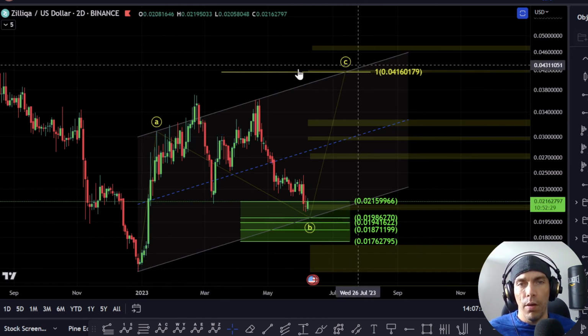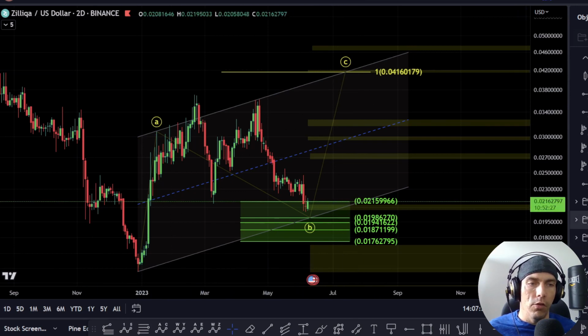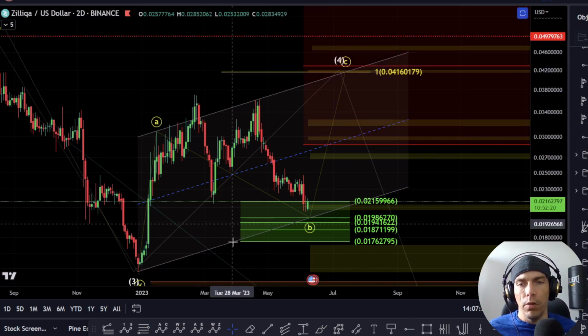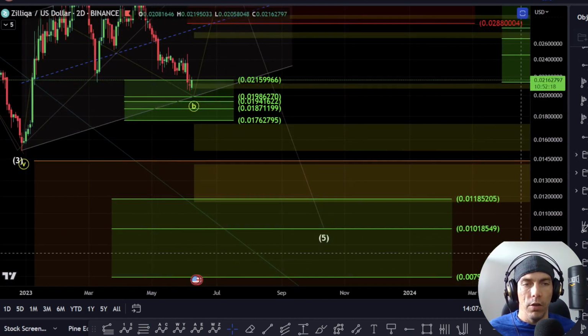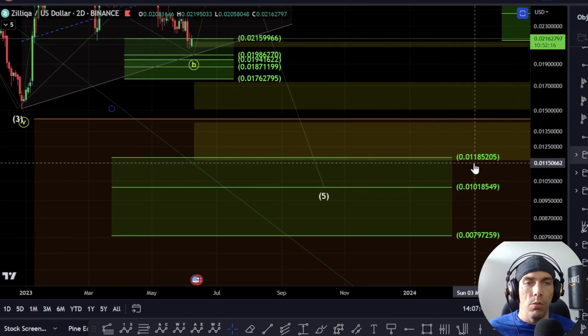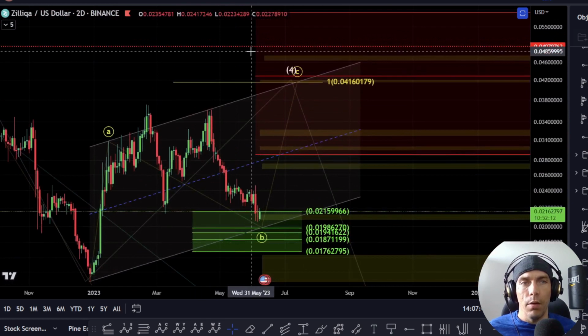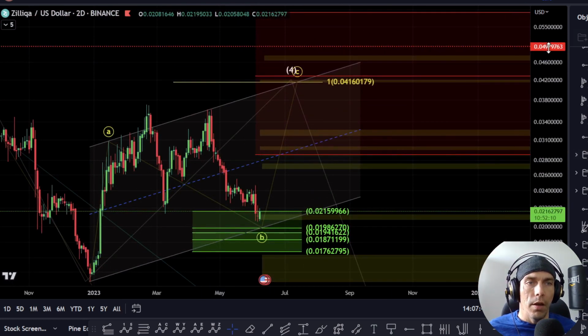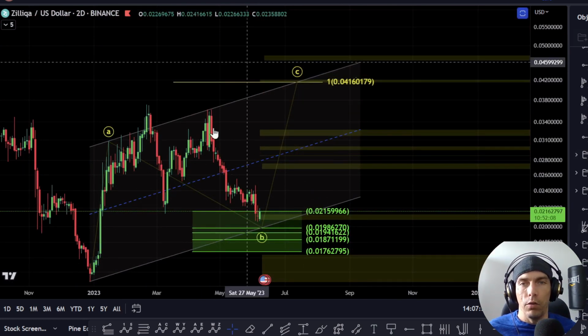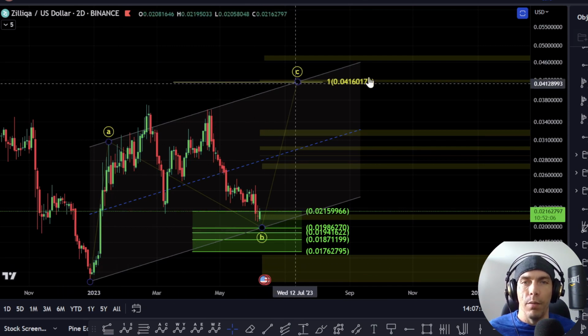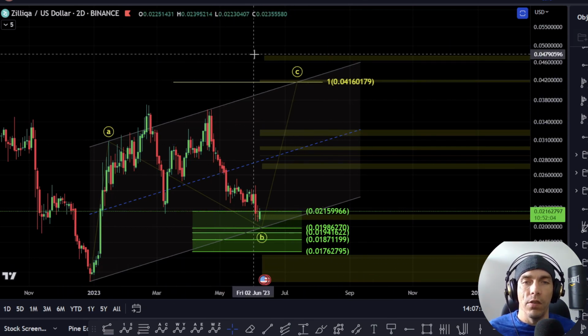Now, this is a 3-wave move. We need to be careful. There is a bearish situation where we could actually have this move playing out as a 4th wave over here, where we could actually still see a drop to the downside, looking to take out this zone of the 01185 to the 0079. So we need to get back above this 0497 to actually invalidate that count. So we need to be careful of that. Watch the higher time frame video for more details about that.